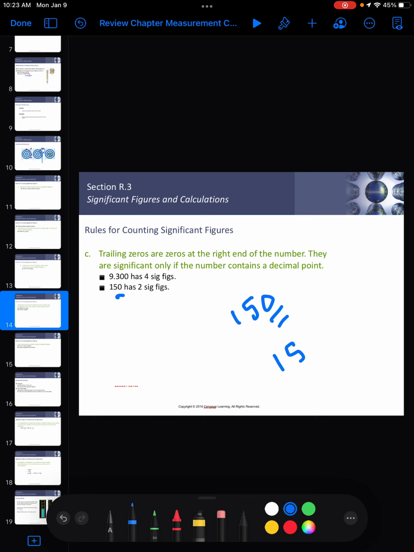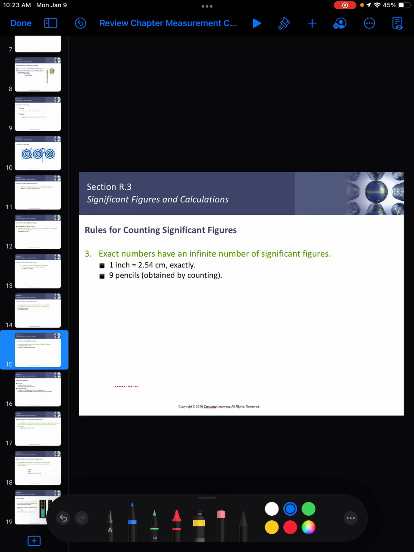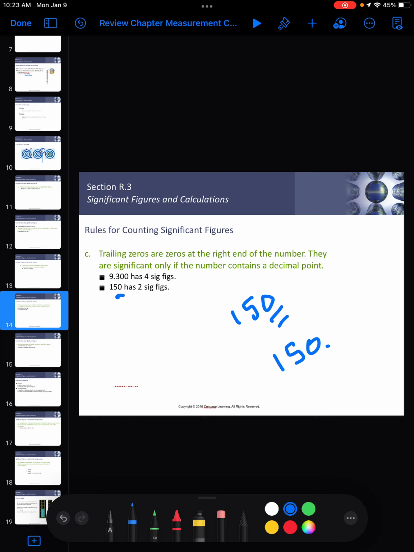But if I count out 150 important bolts and I want 150, not 149 and not 151, and it makes a difference, I need a decimal point. Okay? So they're significant only if the number contains a decimal point. And of course, if I were to write, let me go back there. If I were to write 150, sorry for my poor writing here, 0.0, in this case, I have four significant figures as I've reported it.